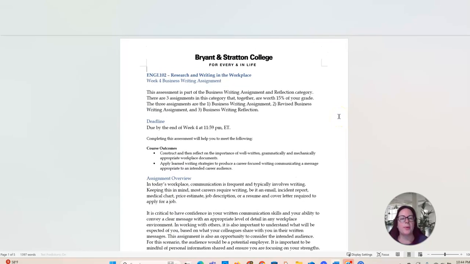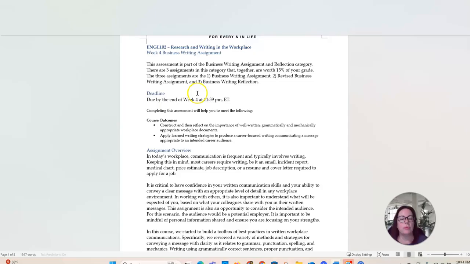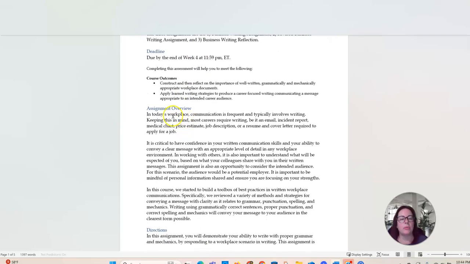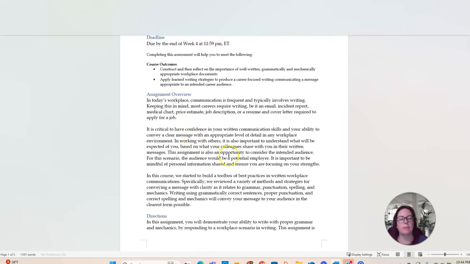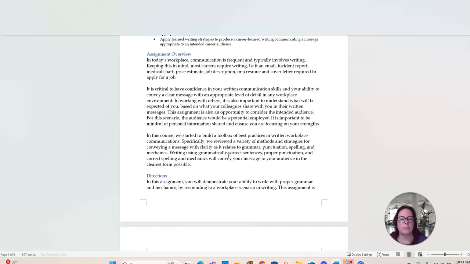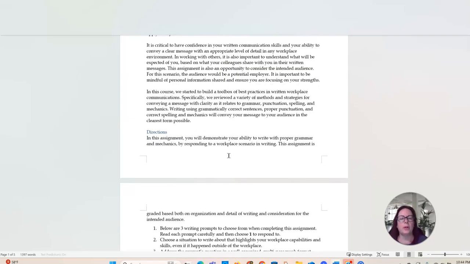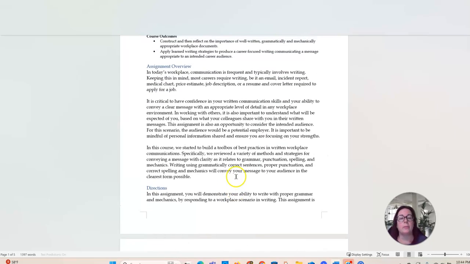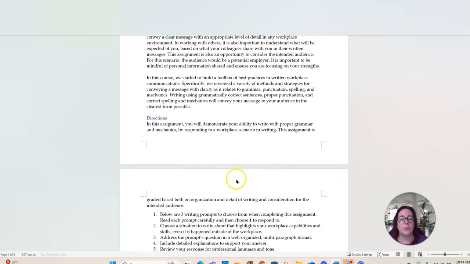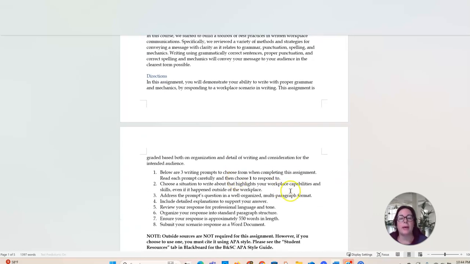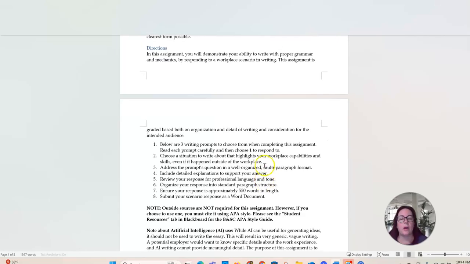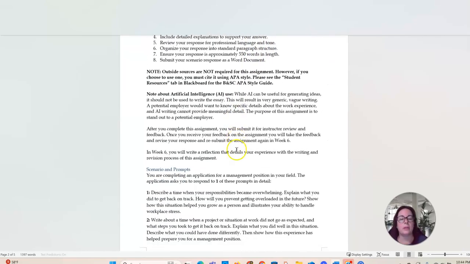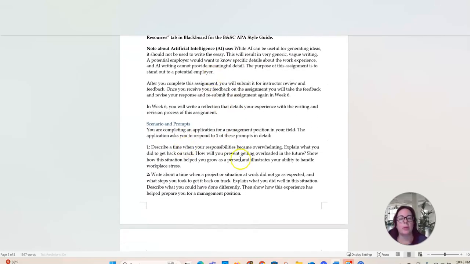So your rough draft will be due at the end of week 4. But read through the course outcomes and the overview of this assignment. Essentially, you are going to be demonstrating your ability to write with proper grammar and mechanics and talking about this workplace scenario. Okay. So the different choices that you have are these prompts here. Okay, this is what I want to get to.